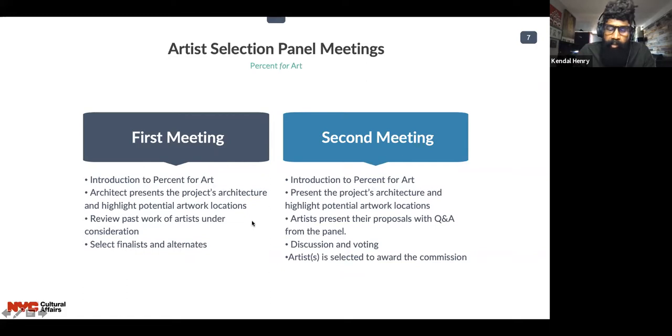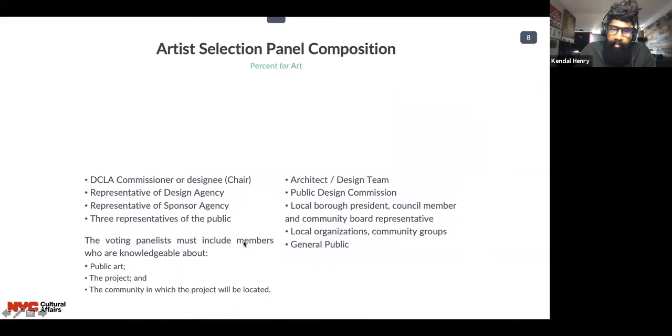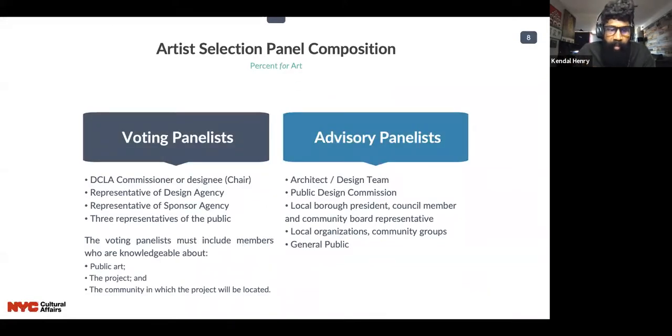And so once we do that, then the panel composition itself is this. There is a DCLA, an acronym for the Department of Cultural Affairs. The commissioner or the designee chairs the meeting. And so I get a vote.